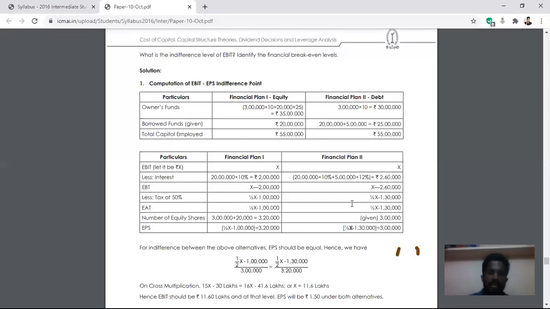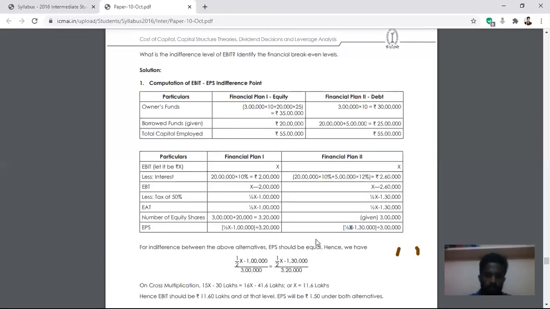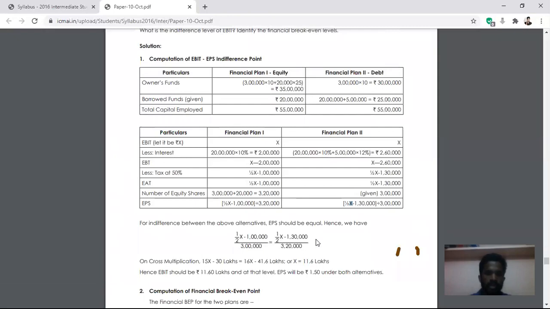And for calculating the indifference point, that is indifference EBIT, what we should do is equate financial plan 1 and financial plan 2. From that we'll get the EBIT at which both the financial plans will give the same EPS. So for indifference between the above alternatives, financial plan 1 and 2, EPS should be equal. If both the plans are to be indifferent, then EPS should be equal.